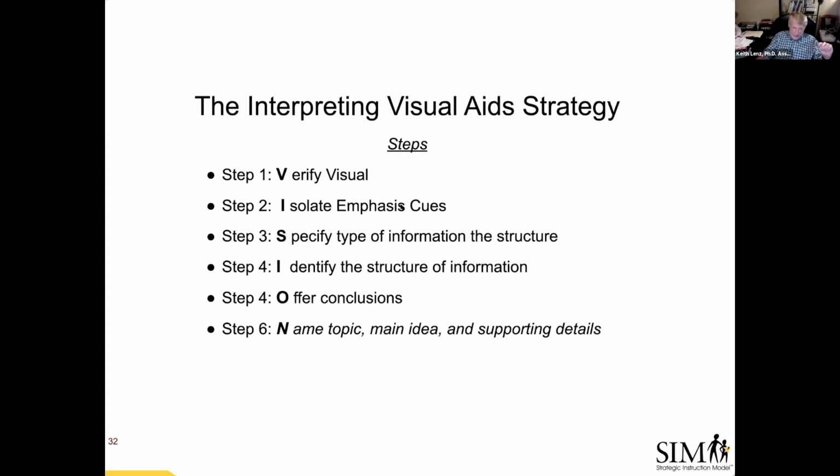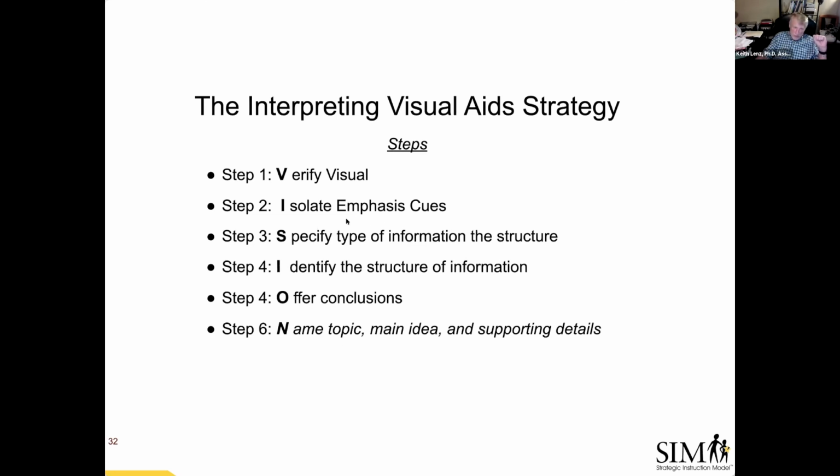The next is isolate emphasis cues. Every visual has certain features to it that highlight information and tell you what to look for. Step three, specify the type of information. Forget the structure, that's a mistake. Just specify the type of information. Information can be numbers or it can be explaining something. Then identify the structure of information in terms of how it's organized, and then offer conclusions, and we're going to look at that. And then finally, this is the place where we make a statement.